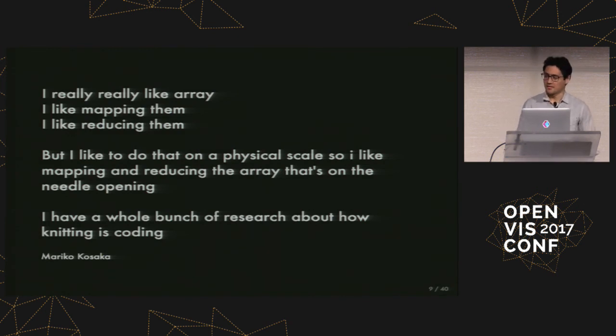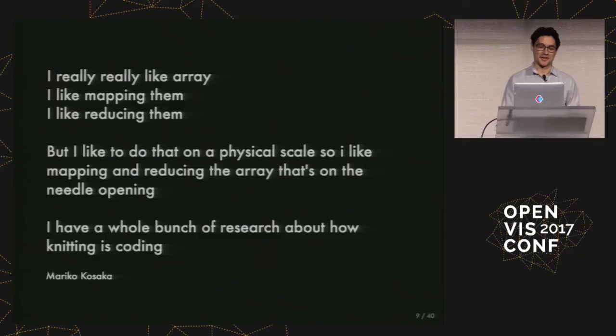There was a talk given last year at OpenVisConf by Mariko Kosaka. It's a wonderful talk on Canvas, especially the ImageData object, which I will not really discuss. Basically, the ImageData object is the bitmap that is actually the canvas. So it's the RGB, red, green, blue, and actually there's an alpha value at every pixel on the canvas. And it's a flat array, and that's what the canvas data is. And Mariko says she really, really likes arrays. She likes mapping them, she reduces them, but she does it in the physical world.